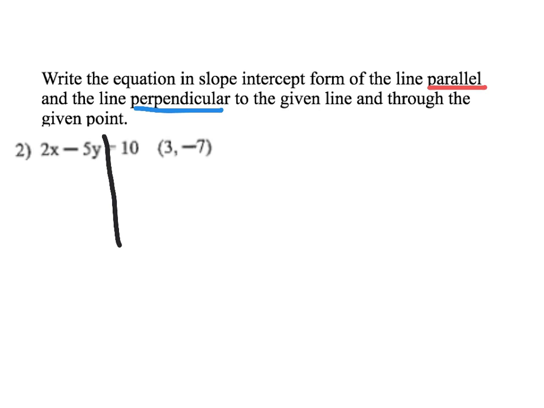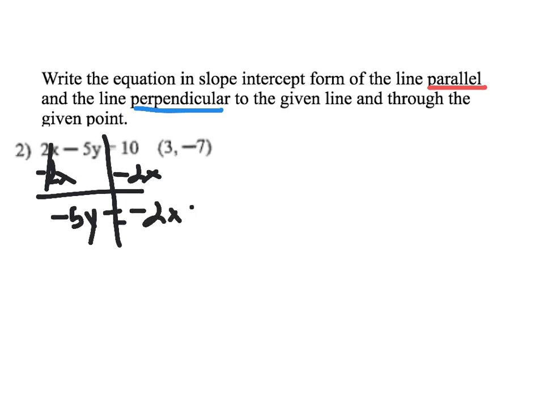Okay, so subtract 2x from both sides, and you'll be left with negative 5y equals negative 2x plus 10. Those are not like terms, so they do not get combined. And then divide by negative 5.